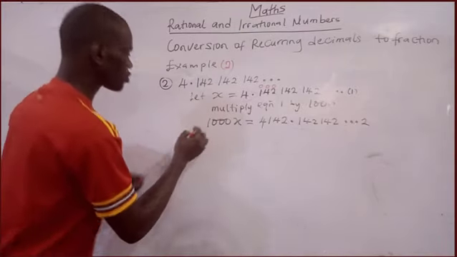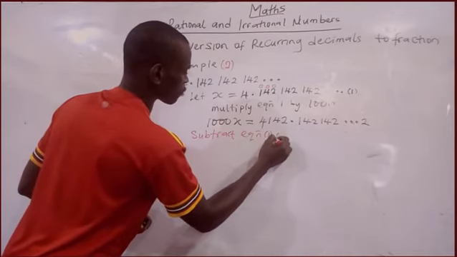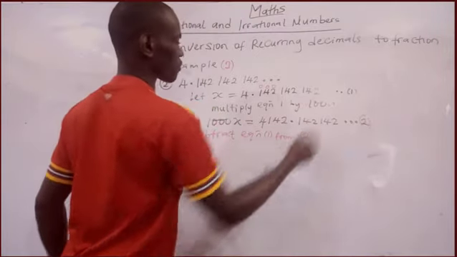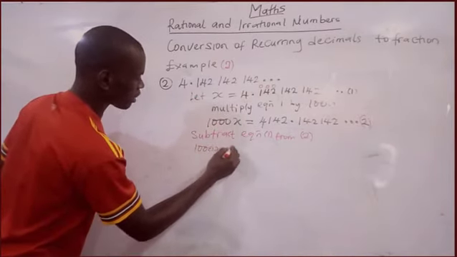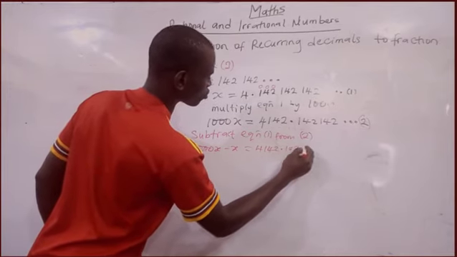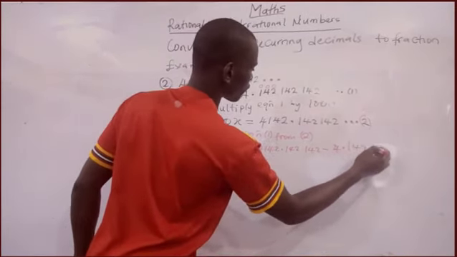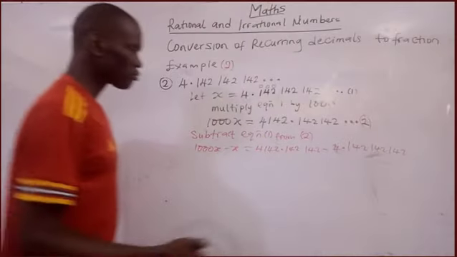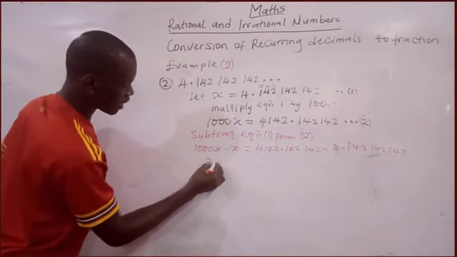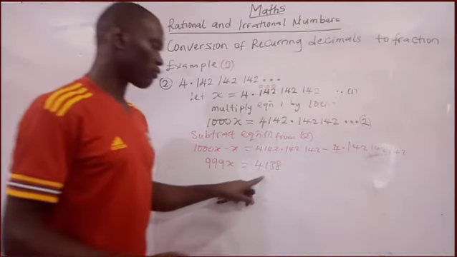The same procedure: we subtract equation 1 from equation 2. This is equation 1 and this is equation 2. We subtract, we have 1000x minus x equal to 4142.142142 minus 4.142142142. Alright, so let's subtract. Use your calculator. For here, I have 999x equal to 4138. If I subtract here from here, I will have 4138.